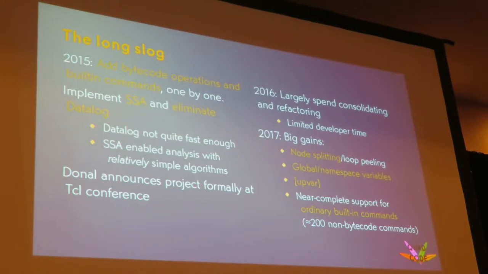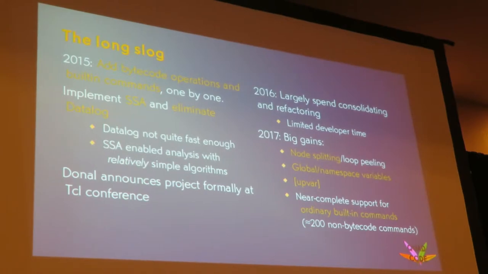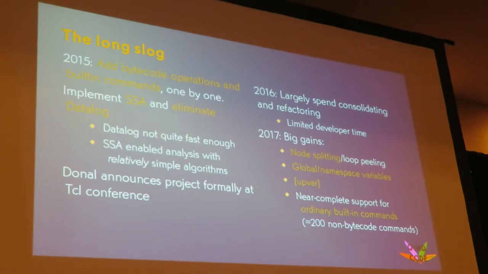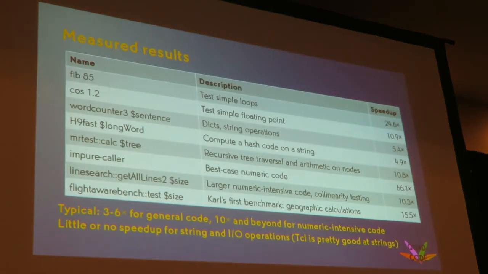We managed to come up with a relatively slow compared with the rest of quadcode, but serviceable implementation for globals and namespace variables. We actually have an implementation of upvar working that is doing pass by reference. And we've got near complete support for the ordinary built-in commands, the 200 or so commands that come with Tcl that aren't bytecoded. What we don't have support for is things like eval. That will never be supported, except in the special cases where by the other analysis we can reduce it to evaluating a constant, or perhaps evaluating a single command with argument substitution. And remember, we can always fall back on the interpreter.